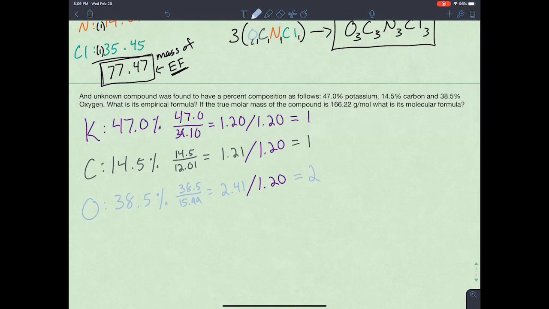Okay, I don't have a half here. If I had a half, like let's say, for example, if it was 1.5 here somehow, then I would multiply everything by 2. And I would have 2, 3, 4 as my subscripts. But we don't have a half here, and we don't need to worry about that. Okay, so we just found our subscripts for this formula.